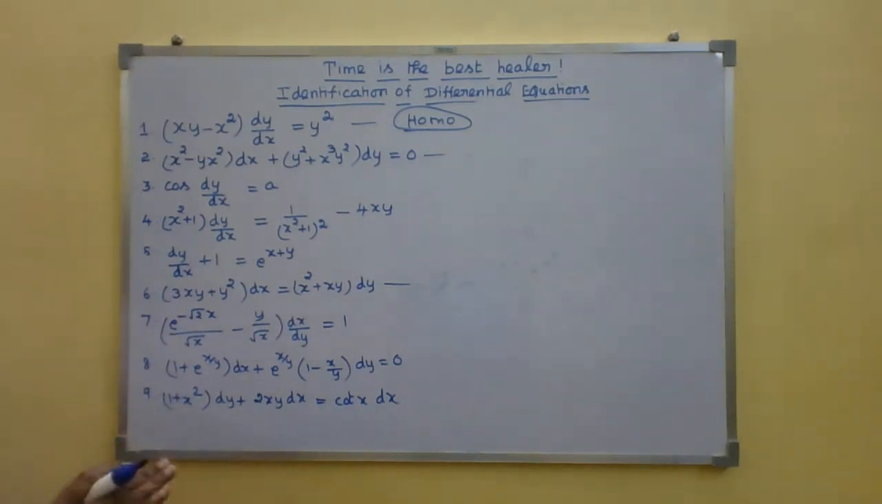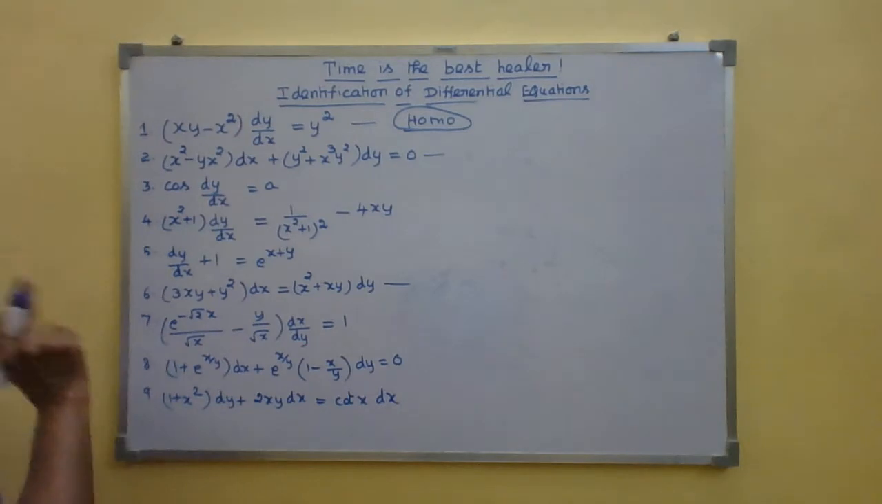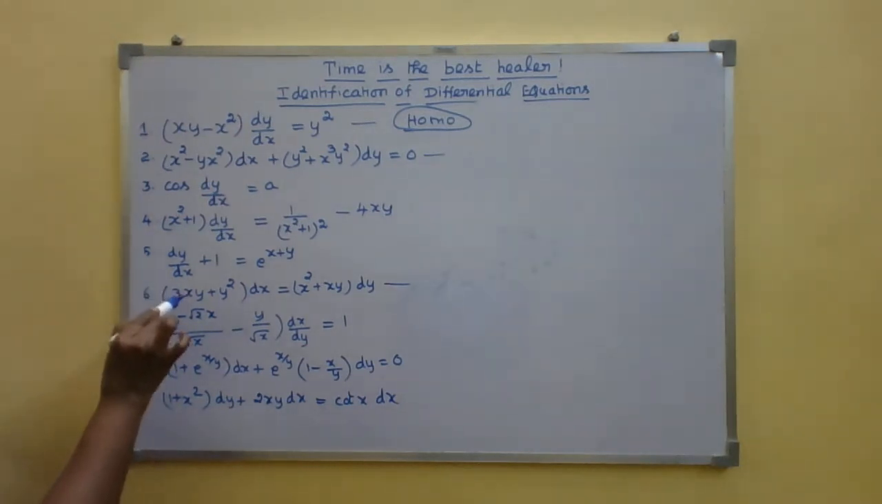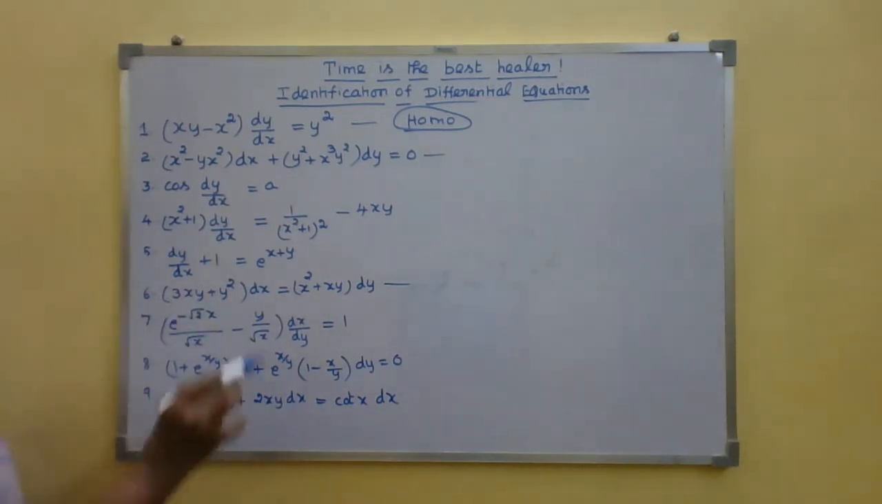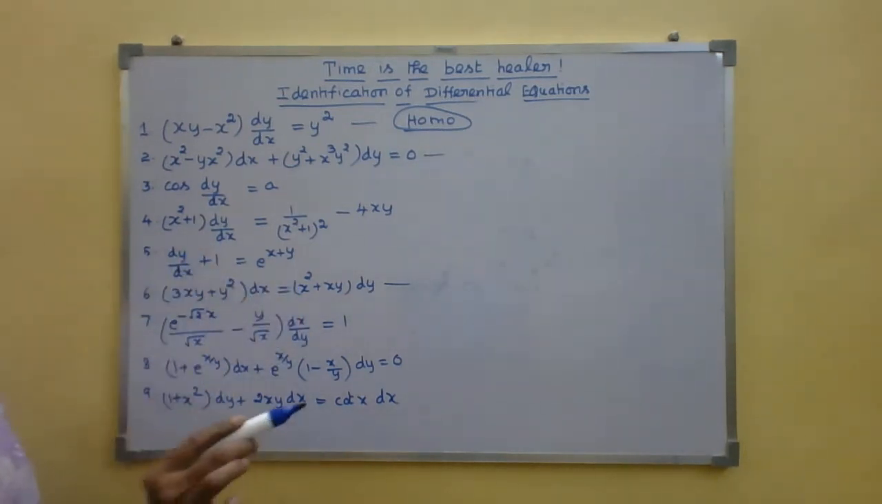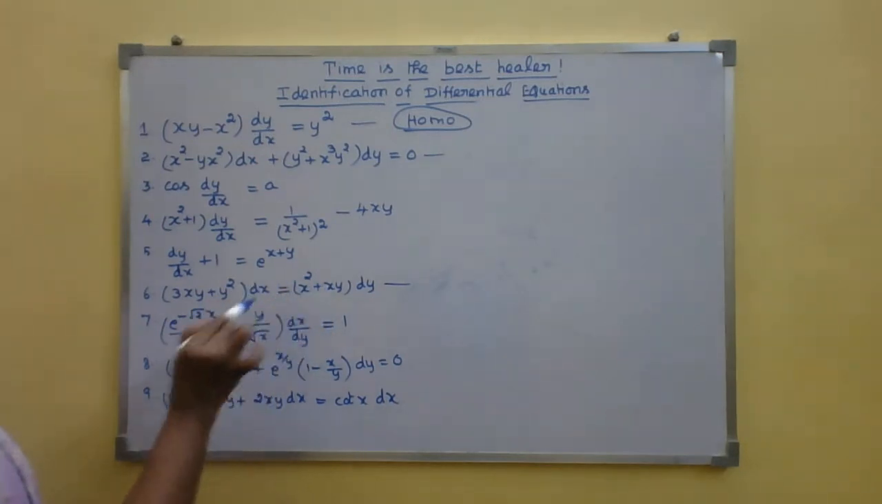Then you come to sum number 6. You see the terms: xy, that is second degree, y squared second degree, x squared second degree, xy second degree.